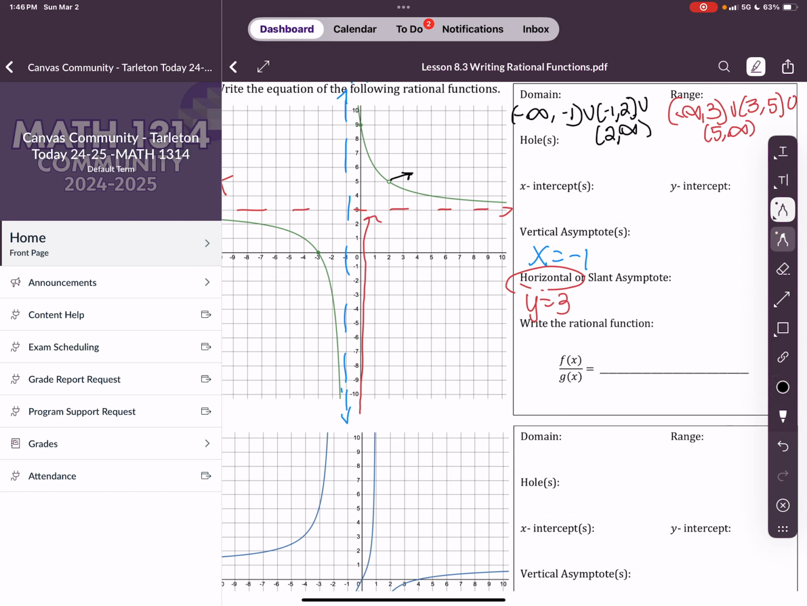So now we're just going on our table here. Now we're looking at our hole. Well, here's our hole. I've already drawn my arrow right here, and the point is at 2, 5. So my hole is going to be at 2, 5. X-intercept is going to be -3, 0. My y-intercept is 0, 9.